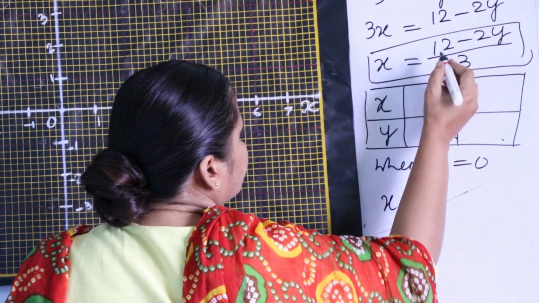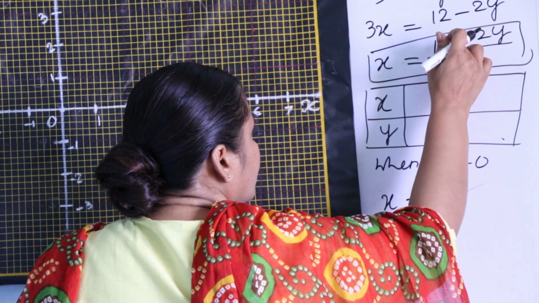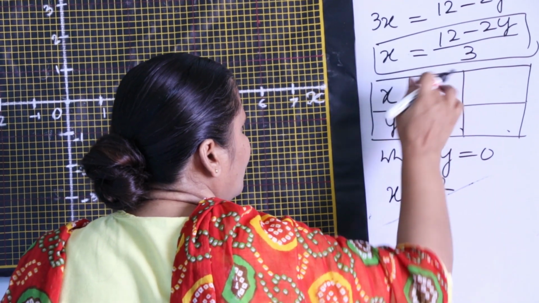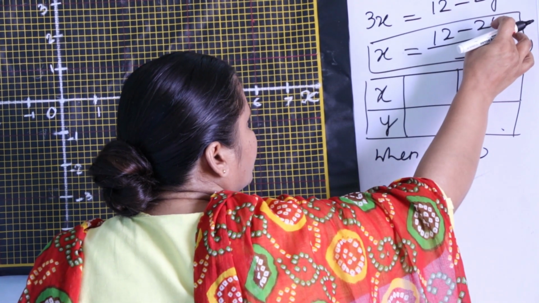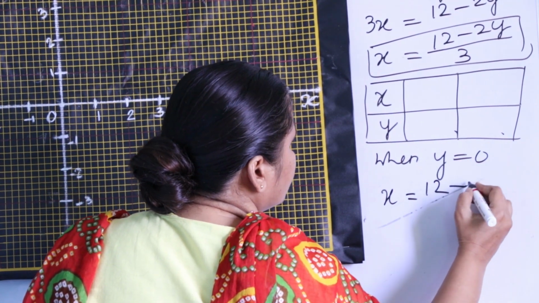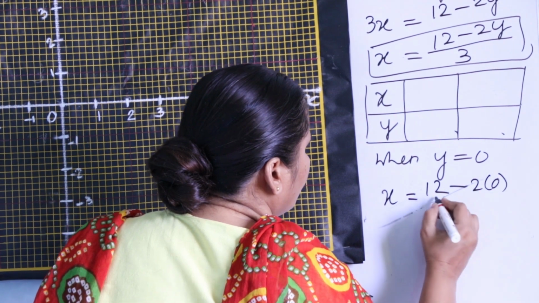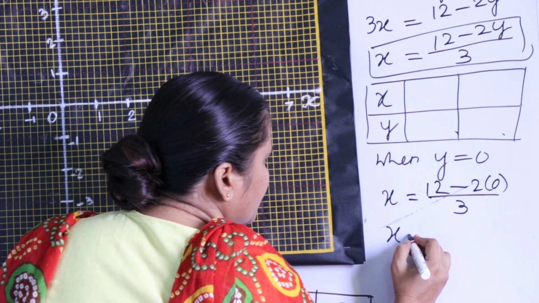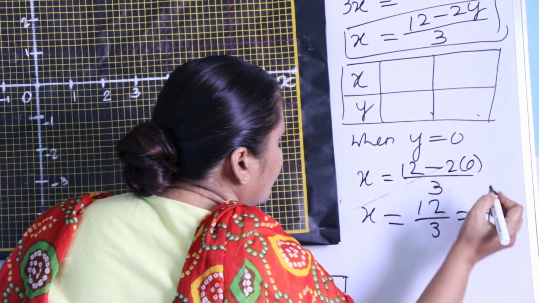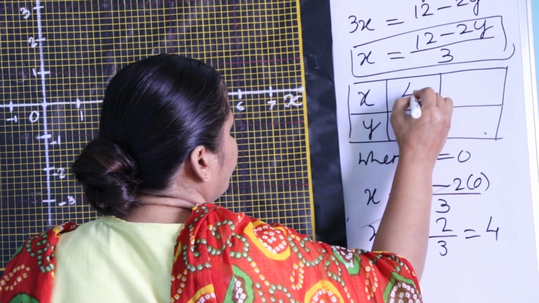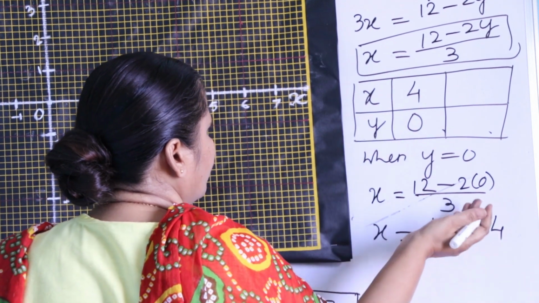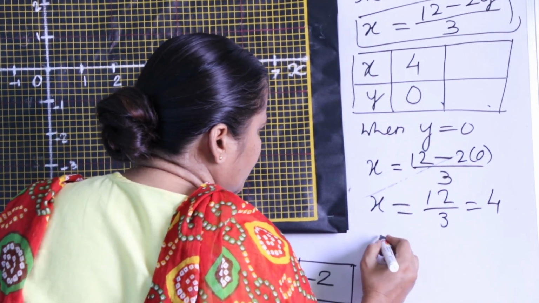So you just try to understand now, if you are just left with 12 only here, then it becomes 3 1s are 3, 3 4s are 12. Your x will become 4. So for that we should make this as 0. When y is equal to 0, 12 minus 2 times 0 by 3. So what happens here? X is equal to 12 by 3, which is 4. Now x will be 4 when y is 0. Immediately write the values in the box.